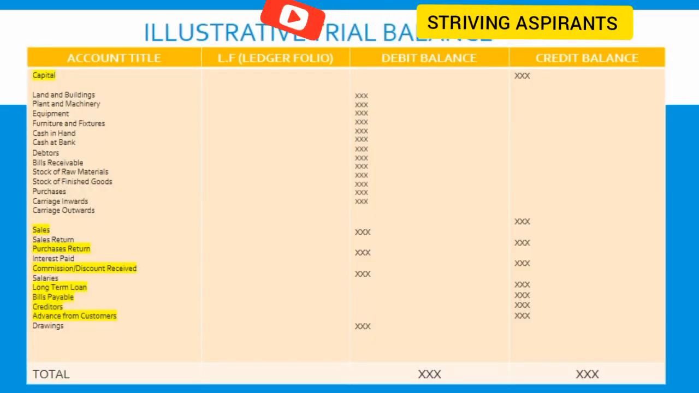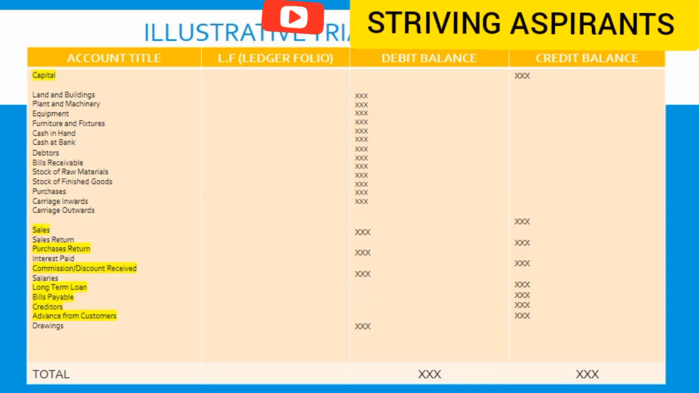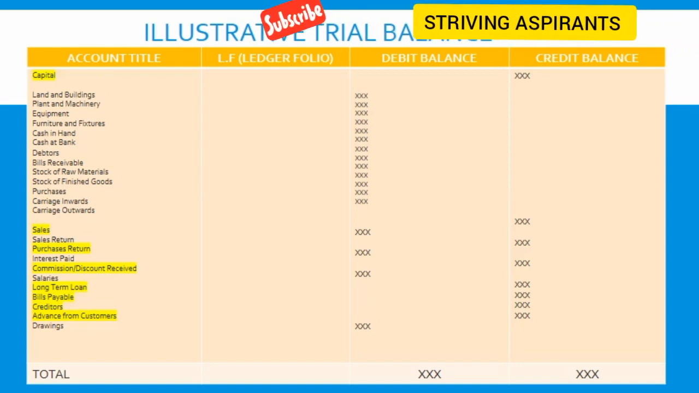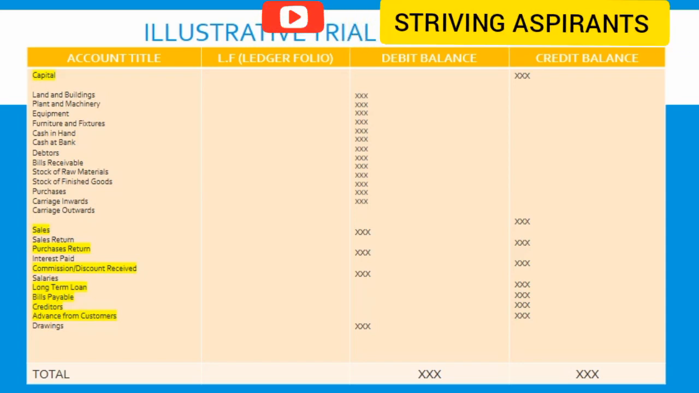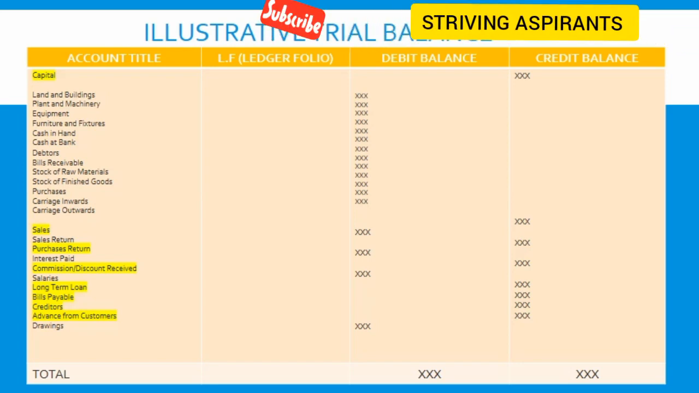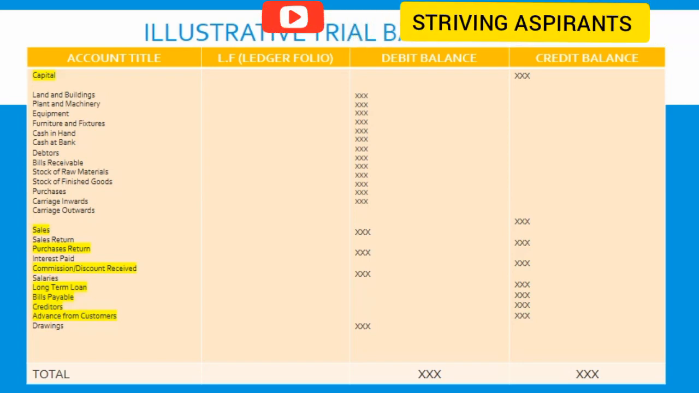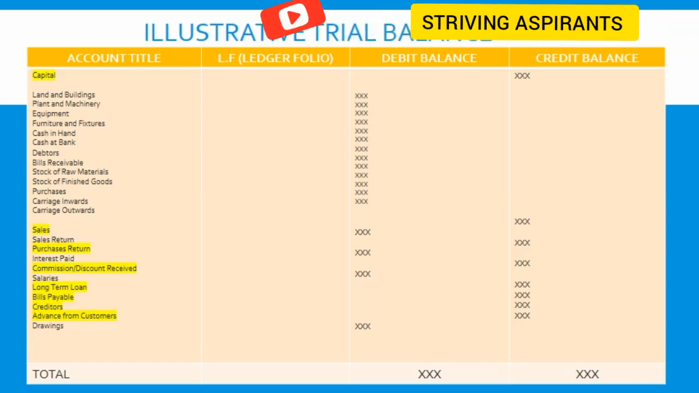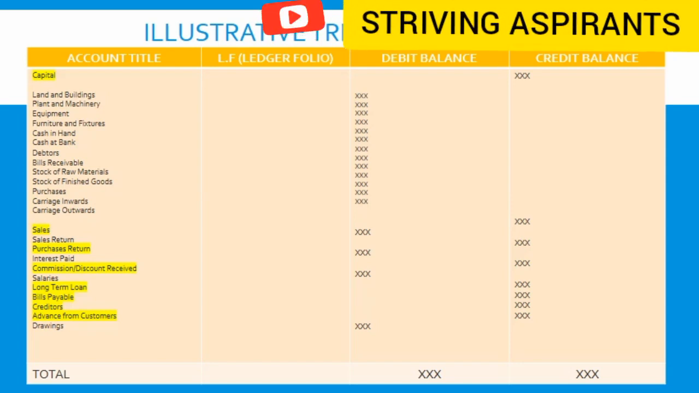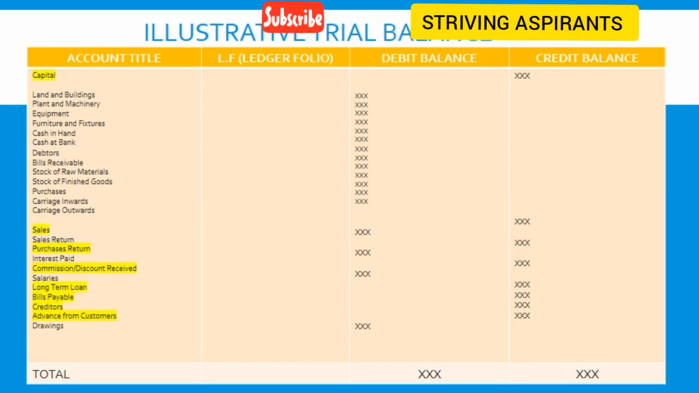Now finally, we'll look into the illustrative trial balance. Here we can see one trial balance format with all account titles given. Here I have shown the names in yellow color, which is shown specially to understand the credit balances in the trial balance. Let's check one by one.